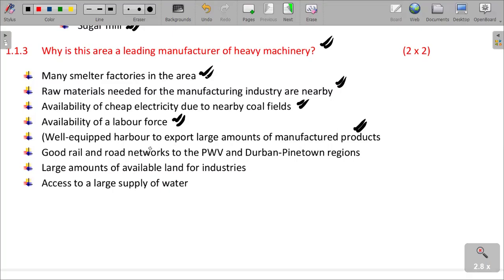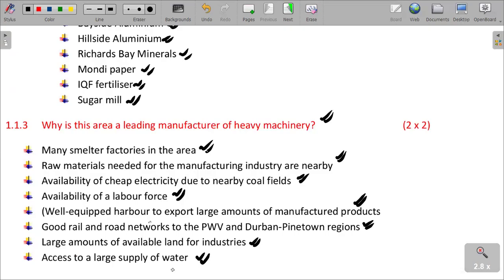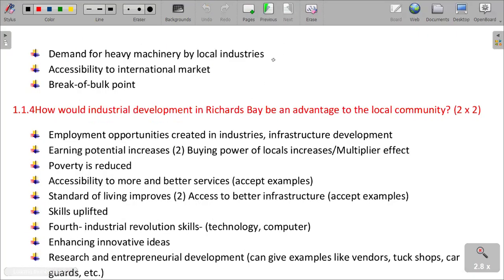We have good rail and road networks, also to the PWV and Durban-Pinetown regions, which facilitate transportation. Then there are large amounts of available land for industries. I already mentioned that there is land available for further development and expansion, and access to a large supply of water, which are factors I mentioned during the presentation. So I'm showing you that you can be asked questions such as this, and the presentation we did in the previous video is exactly answering these questions. There is also demand for heavy machinery by local industries, which makes the area suitable for it.